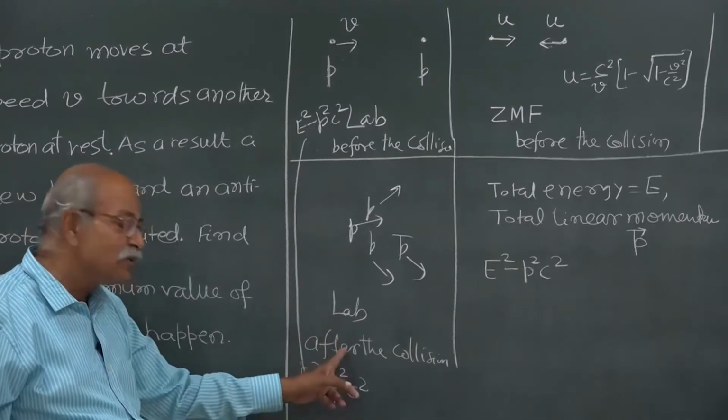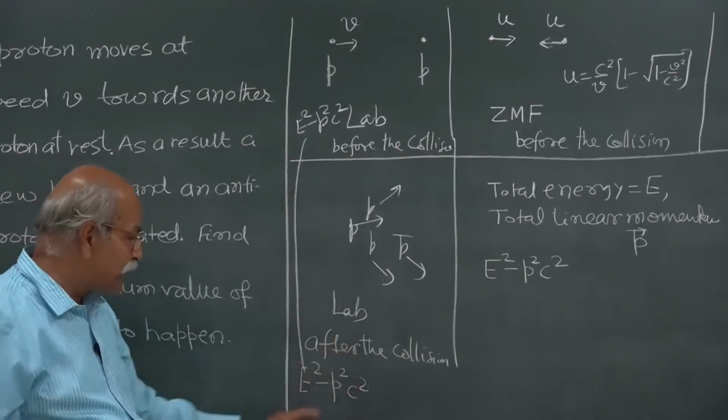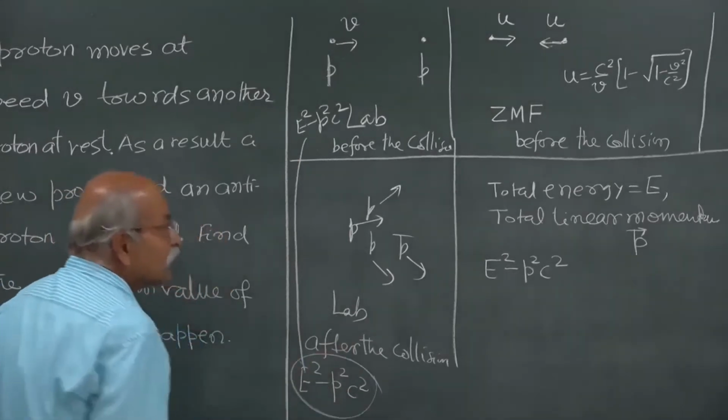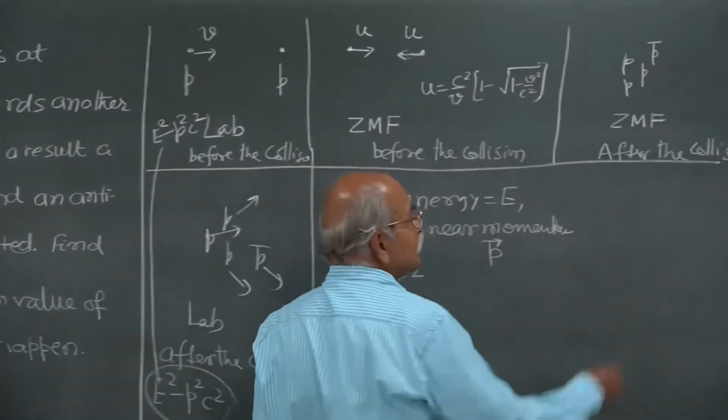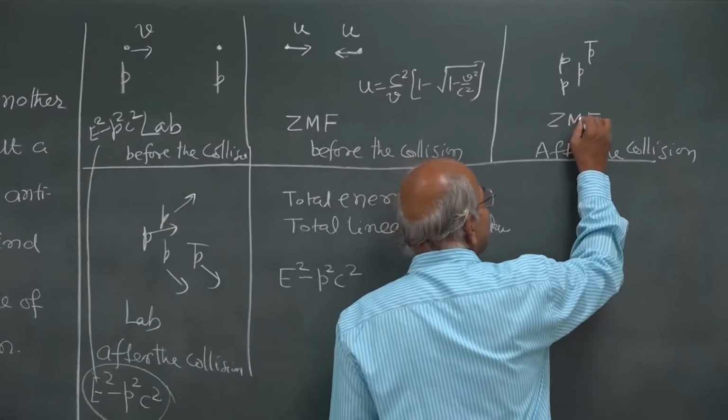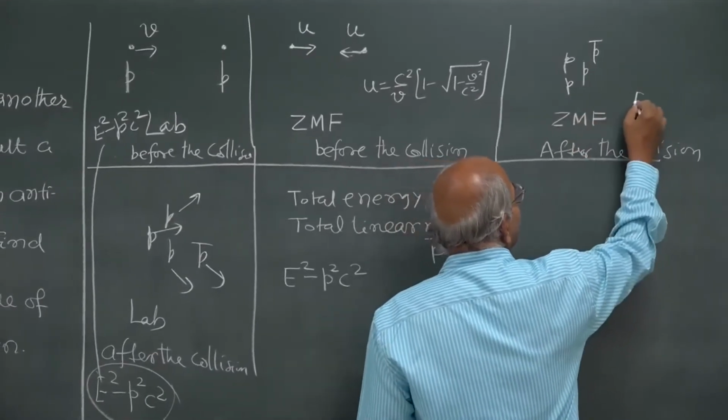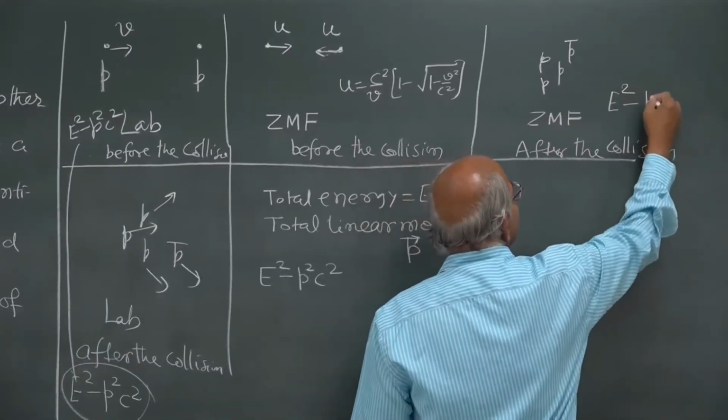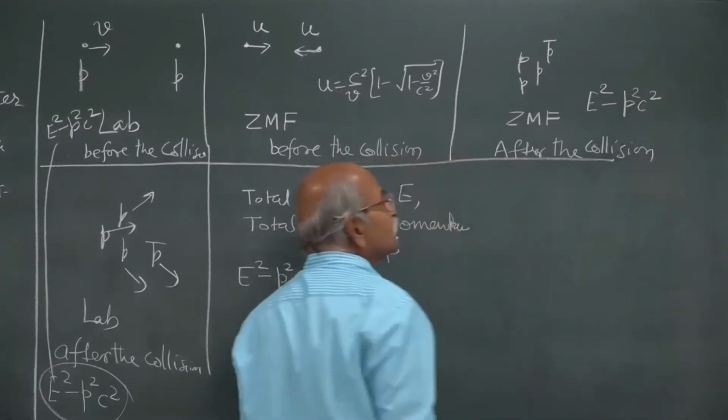Now, after the collision, in the lab frame this quantity, and after the collision in this zero momentum frame, here also calculate what E square minus P square C square is.